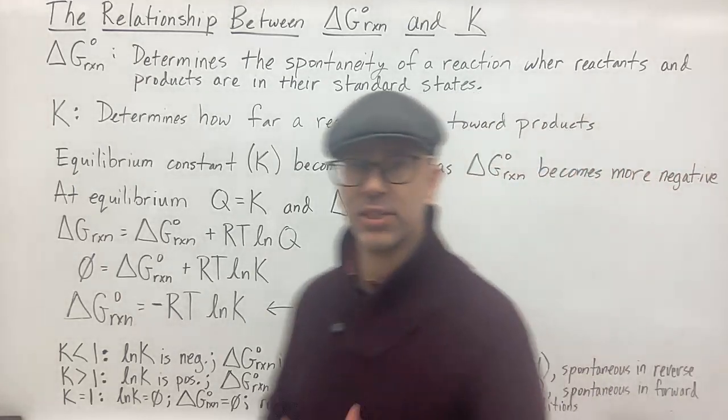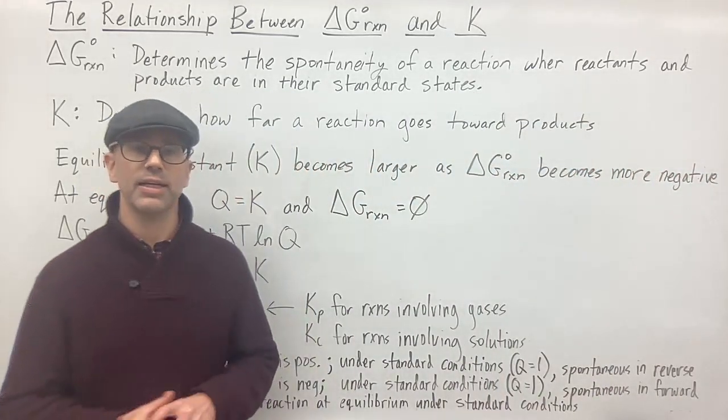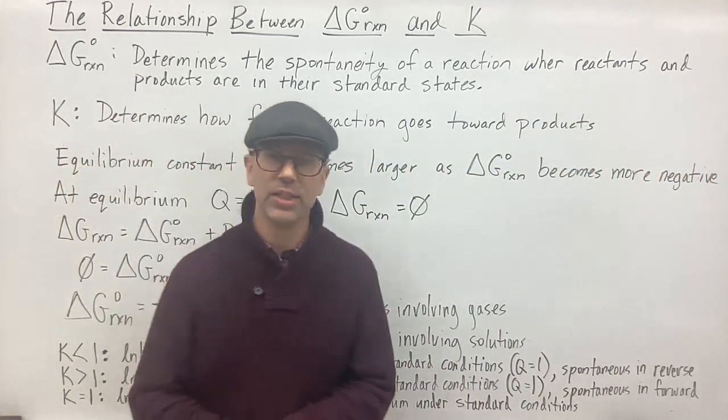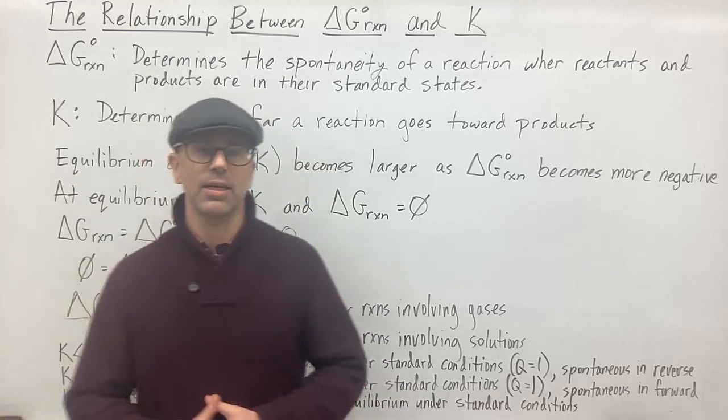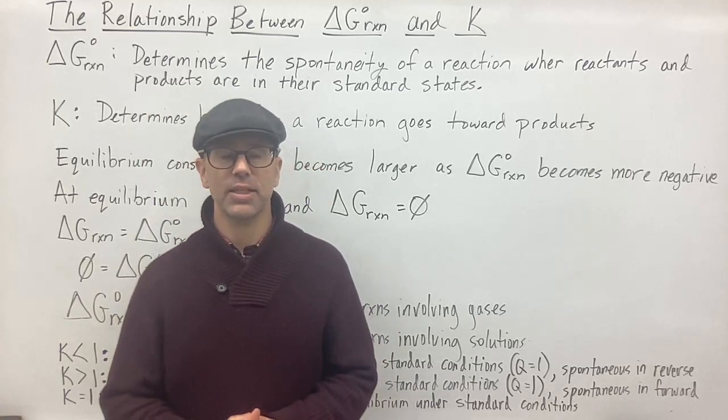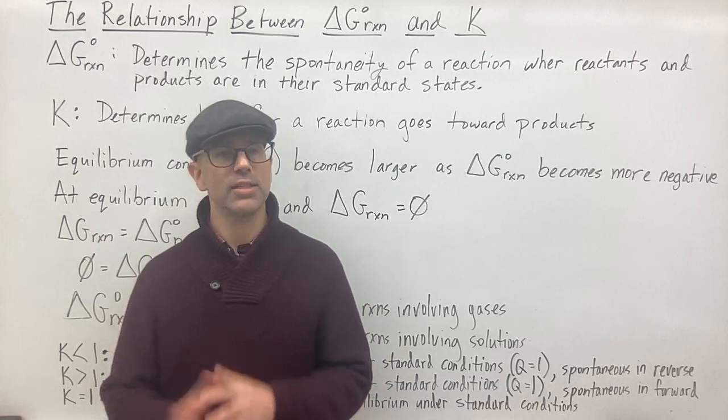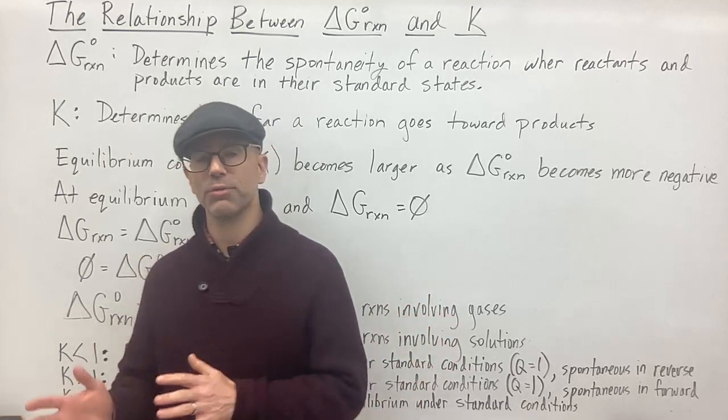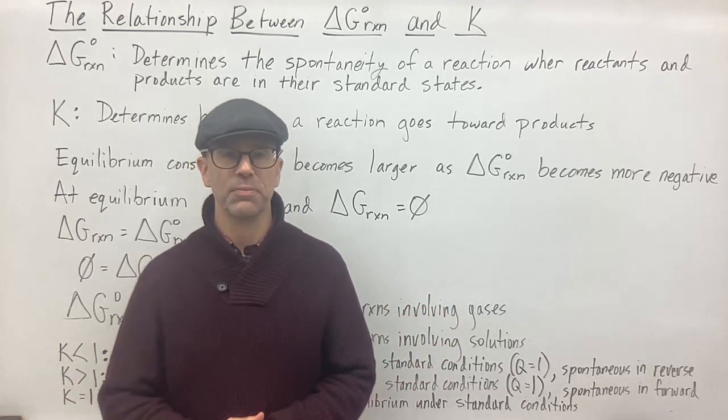And so that shows you the relationship between the standard free energy change of a reaction and the equilibrium constant of a reaction. Is it favoring the reactants or is it favoring the products?